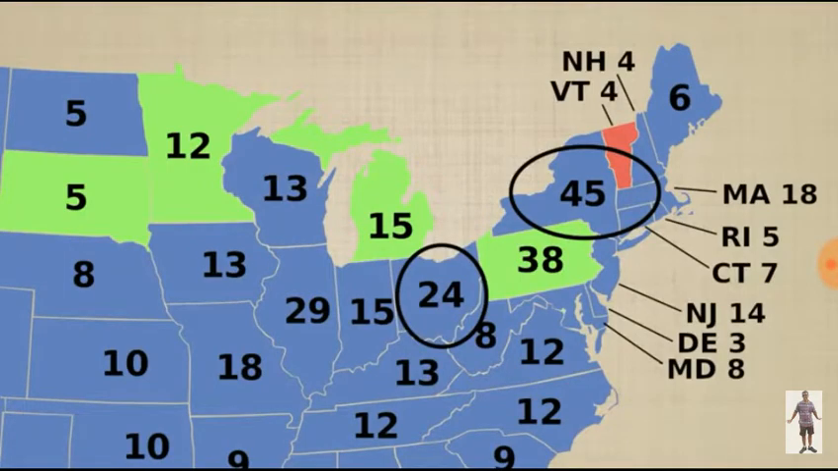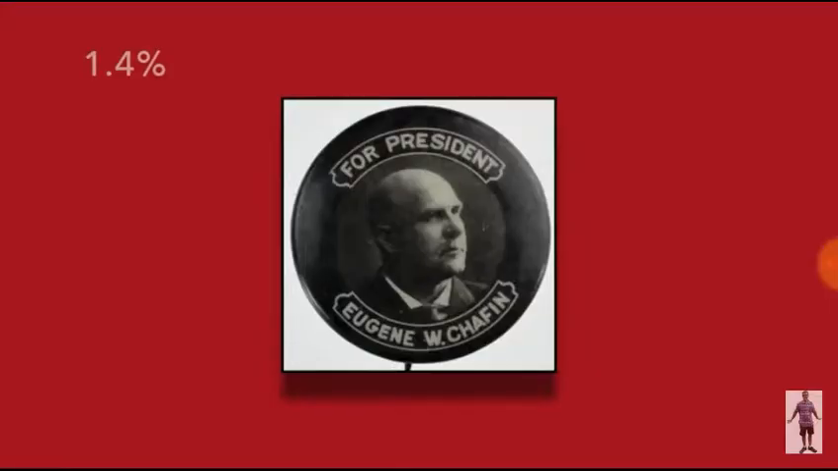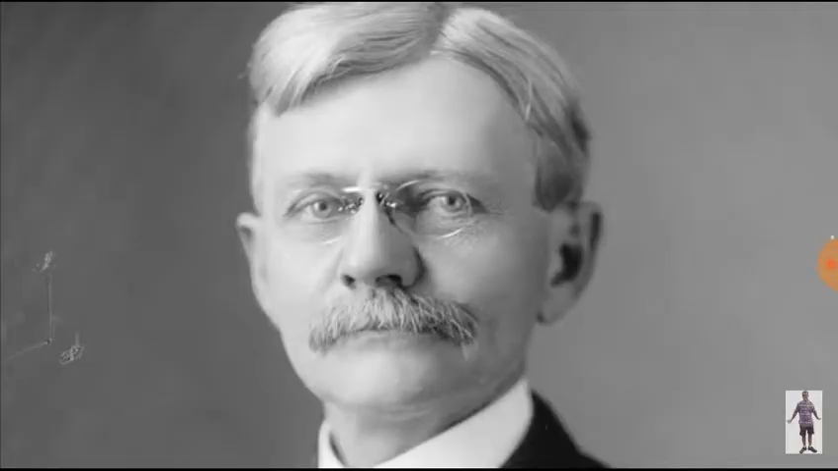Interestingly, both Taft and Roosevelt lost their home states. In fourth place, Eugene Debs got 6% of the popular vote. In fifth, Eugene Chafin got 1.4% of the popular vote. Thomas Marshall became the 28th vice president in American history.